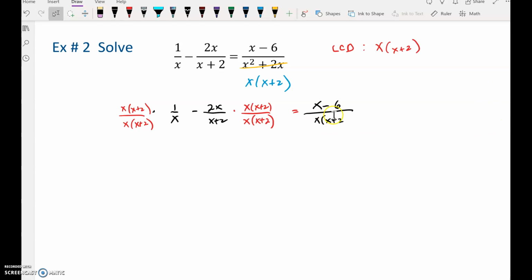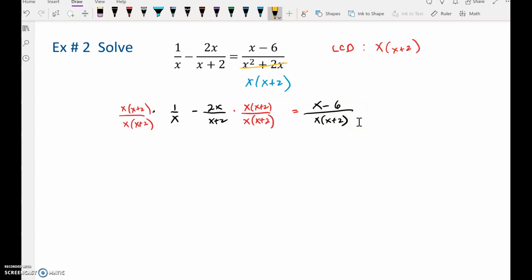So for this part, since this part of the equation has exactly the same LCD, I would just keep this as is without multiplying it by anything, because I don't have to change it to this denominator. Okay, so I'll just keep this right side as is.